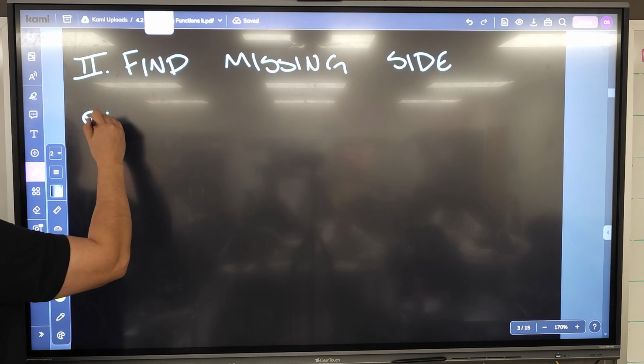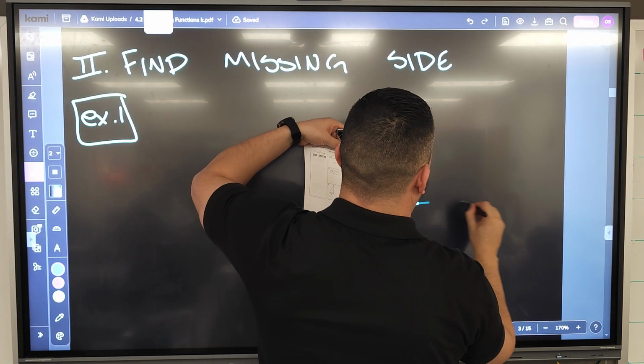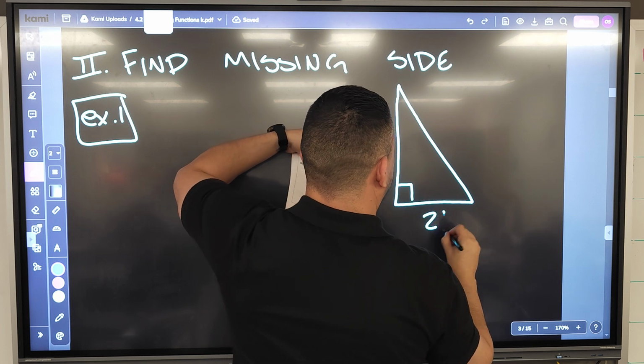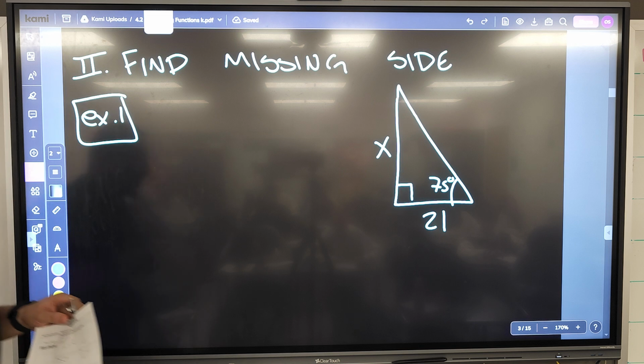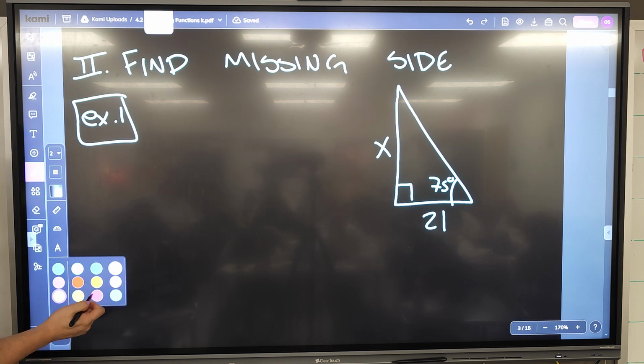So example one, just draw this triangle, just this little sketch. There's your right angle, 21. This angle is 75, and that side is x. If you're going to read that, 75 is the angle. Okay, guys, so we're going to need to find the missing side, which is x. I'll demonstrate this one, and you'll do the next one.